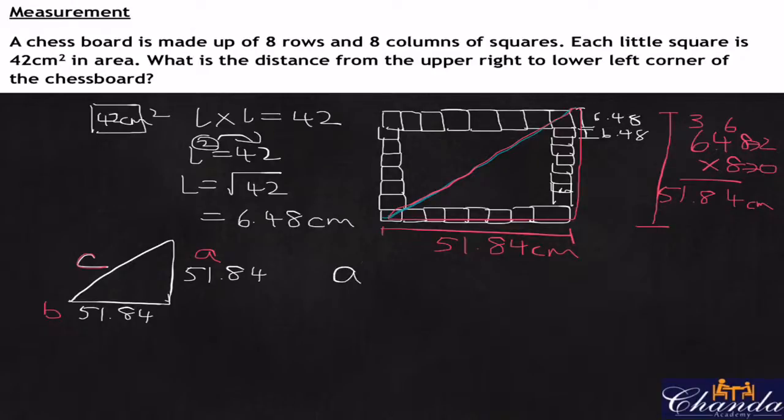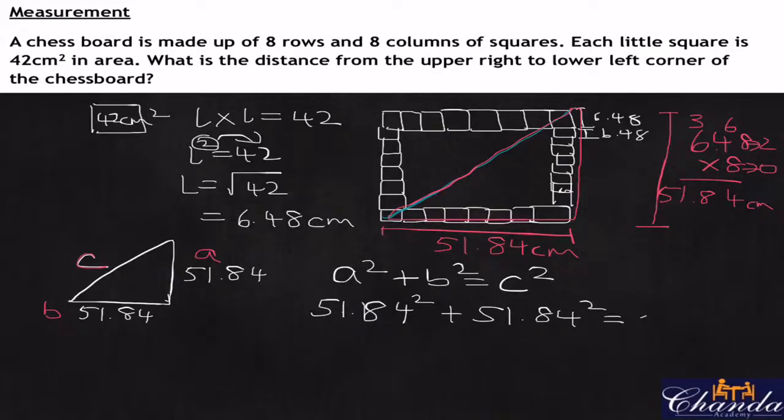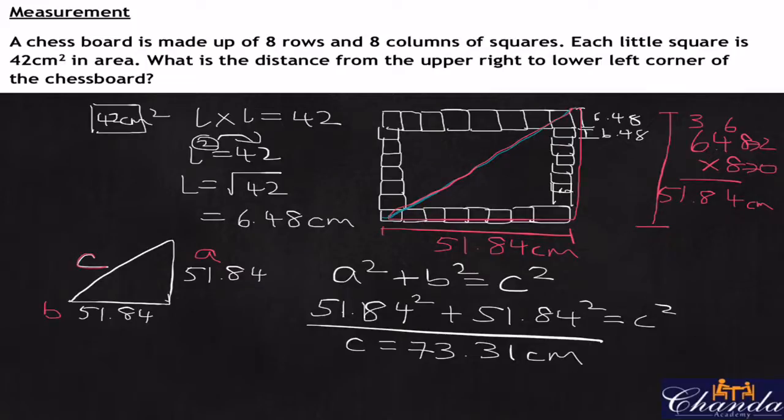So we have a squared plus b squared equals c squared. So 51.84 squared plus 51.84 squared is equal to c squared. So c is equal to the square root of this, which gives me a value of 73.31 centimeters. So what is the distance from the upper right to the lower left corner of the chessboard? It is 73.31 centimeters. Fantastic. Let's move to the next question.